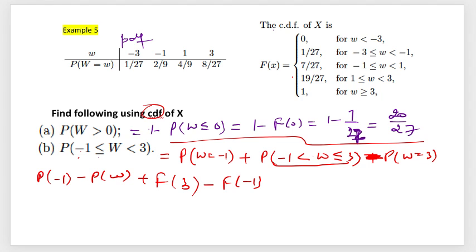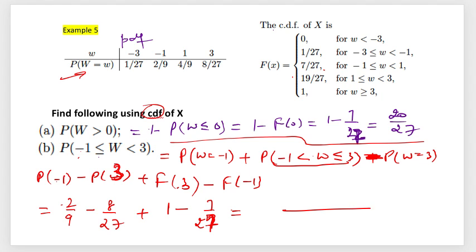So now we know that the probability of minus 1 is 2 by 9. Probability of 3 is 8 by 27, plus F of 3 is 1. F of minus 1 is 7 by 27, not 28. So it is all a solution.